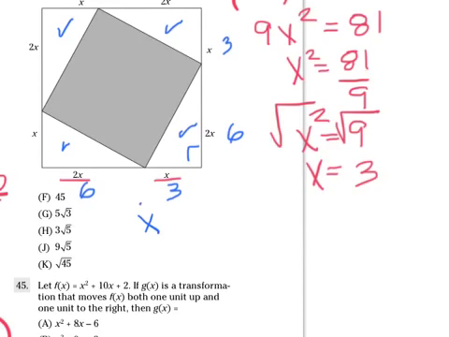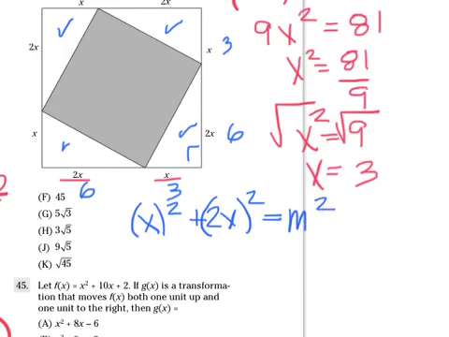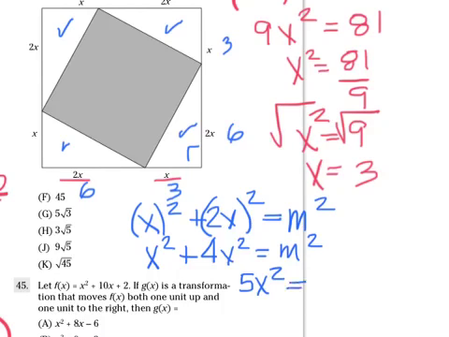So it's going to be 3 squared, x squared plus the quantity squared of 2x, and then that's going to equal the missing side. We'll just call that m squared. It helps if I put the square on the m for the Pythagorean theorem. So it's x squared plus 4x squared equals m squared. So 5x squared will indeed equal m squared. It's going to be the square root of 45.